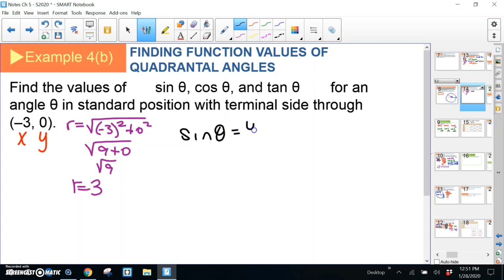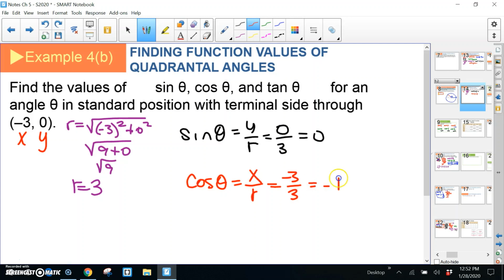Sine theta, we know sine goes with y. It's y over r. So in this case, that's going to be 0 over 3 is 0. We want cosine theta, and that's x over r, or negative 3 over 3 is negative 1. We want tangent theta. Tangent is y over x. So in this case, we look at our y number is 0 over x negative 3.